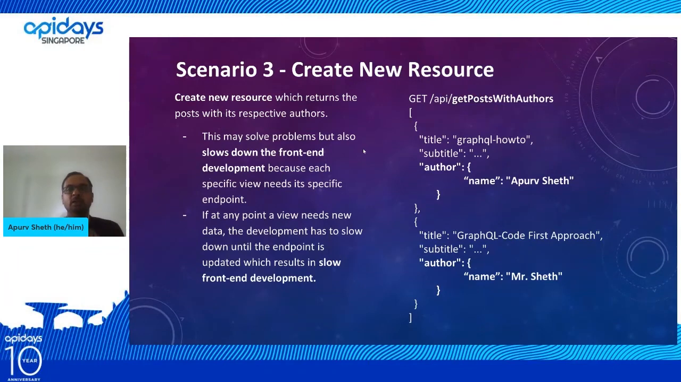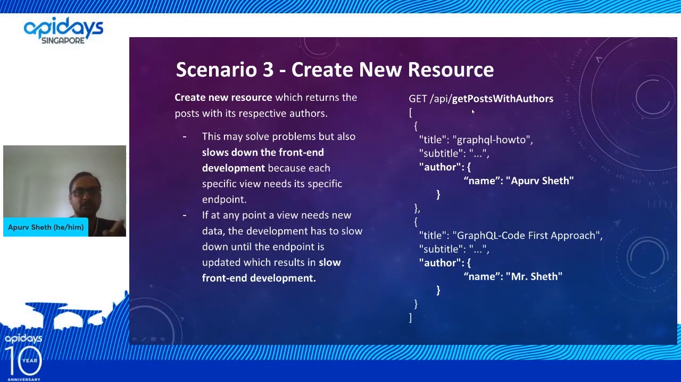So for example, in this case authors, if you can see here, this API slash get post with authors, right? With this API endpoint, the UI development team will have to wait until this endpoint is ready, which may slow down the development of the front end UI, right? Because they need a specific endpoint, they will have to wait until the backend team provides those APIs. So it results in very slow front end development.